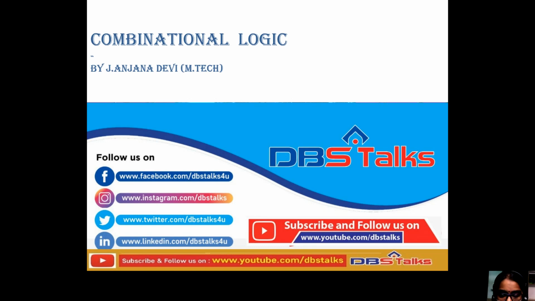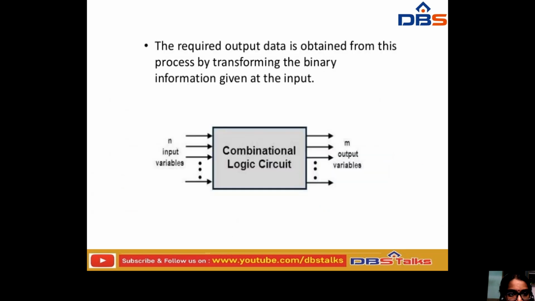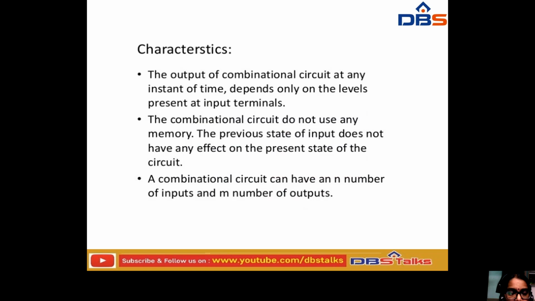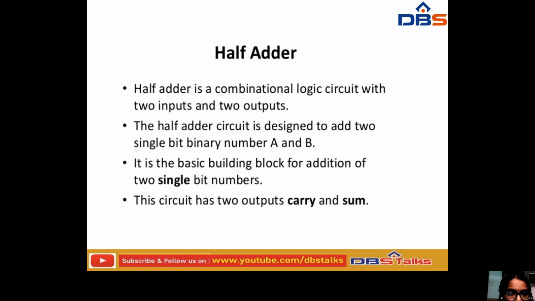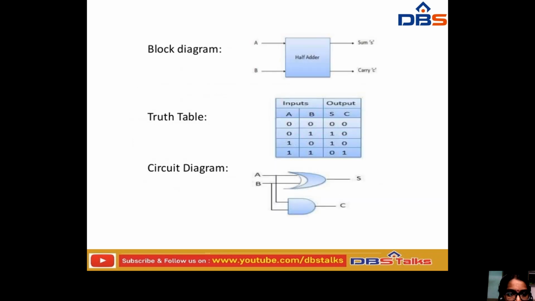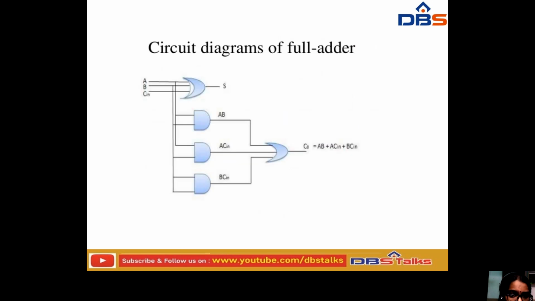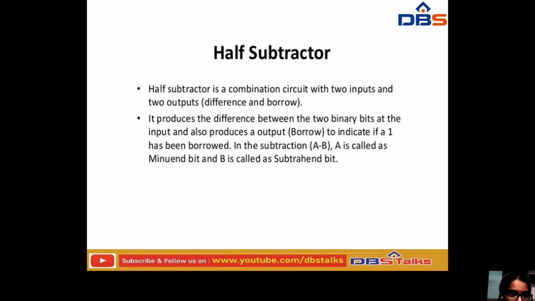Here in Unit 3, in the concept called combinational logic, we have discussed a few topics about the combinational circuits and the classification of the combinational logic and its characteristics, about the half adder, block diagram, truth table of the half adder, and about the full adder and the circuit diagrams of the full adder, and about the half subtractor.